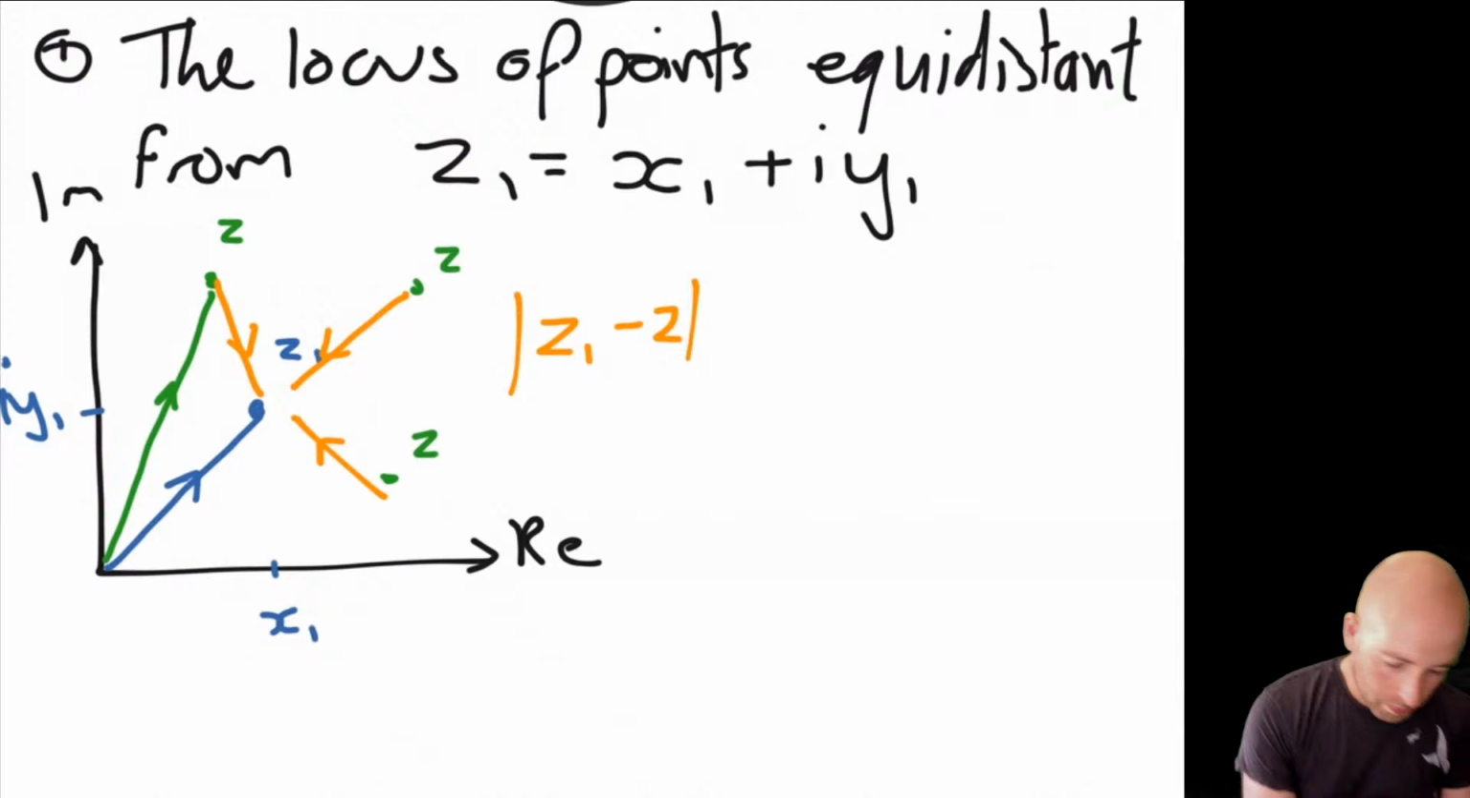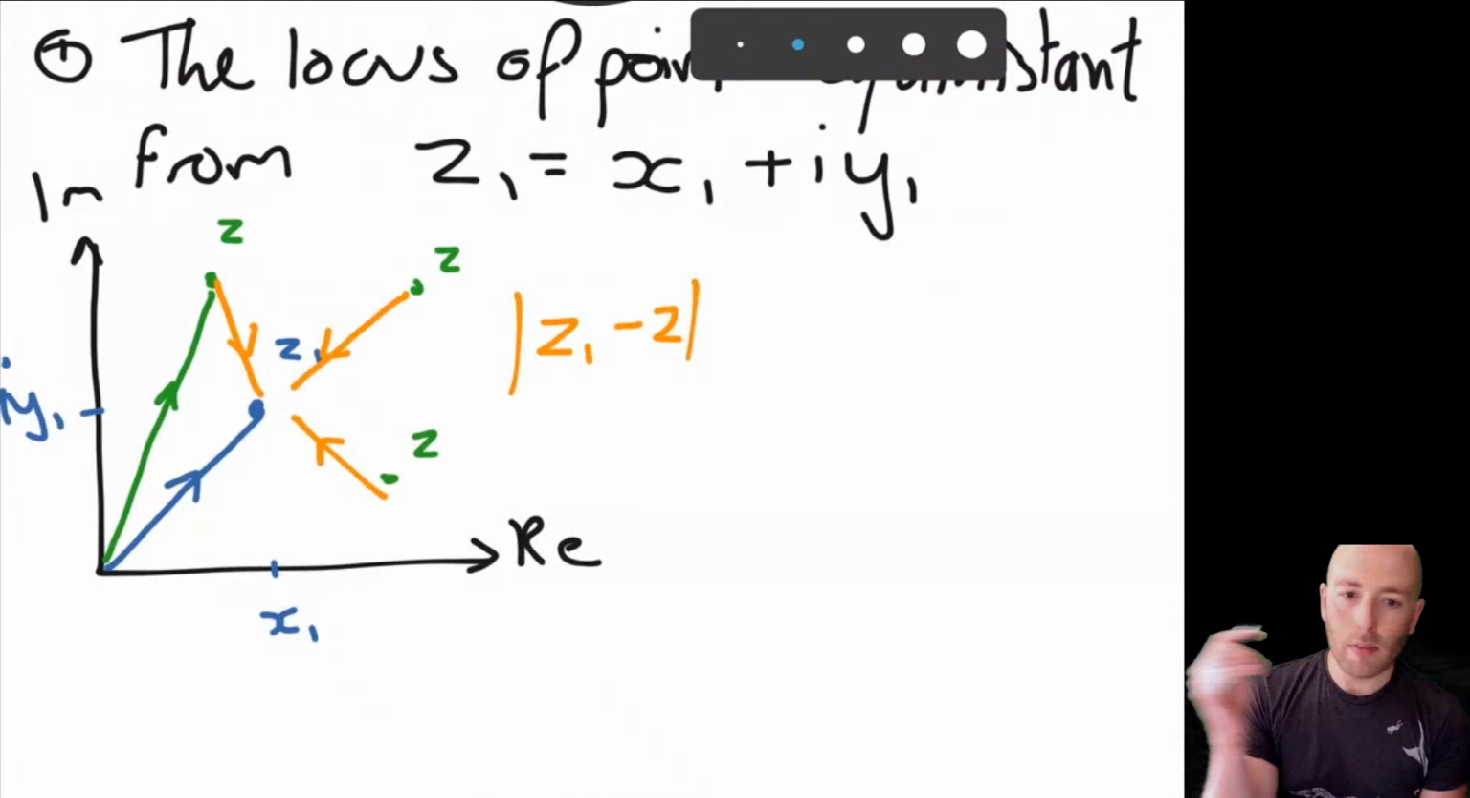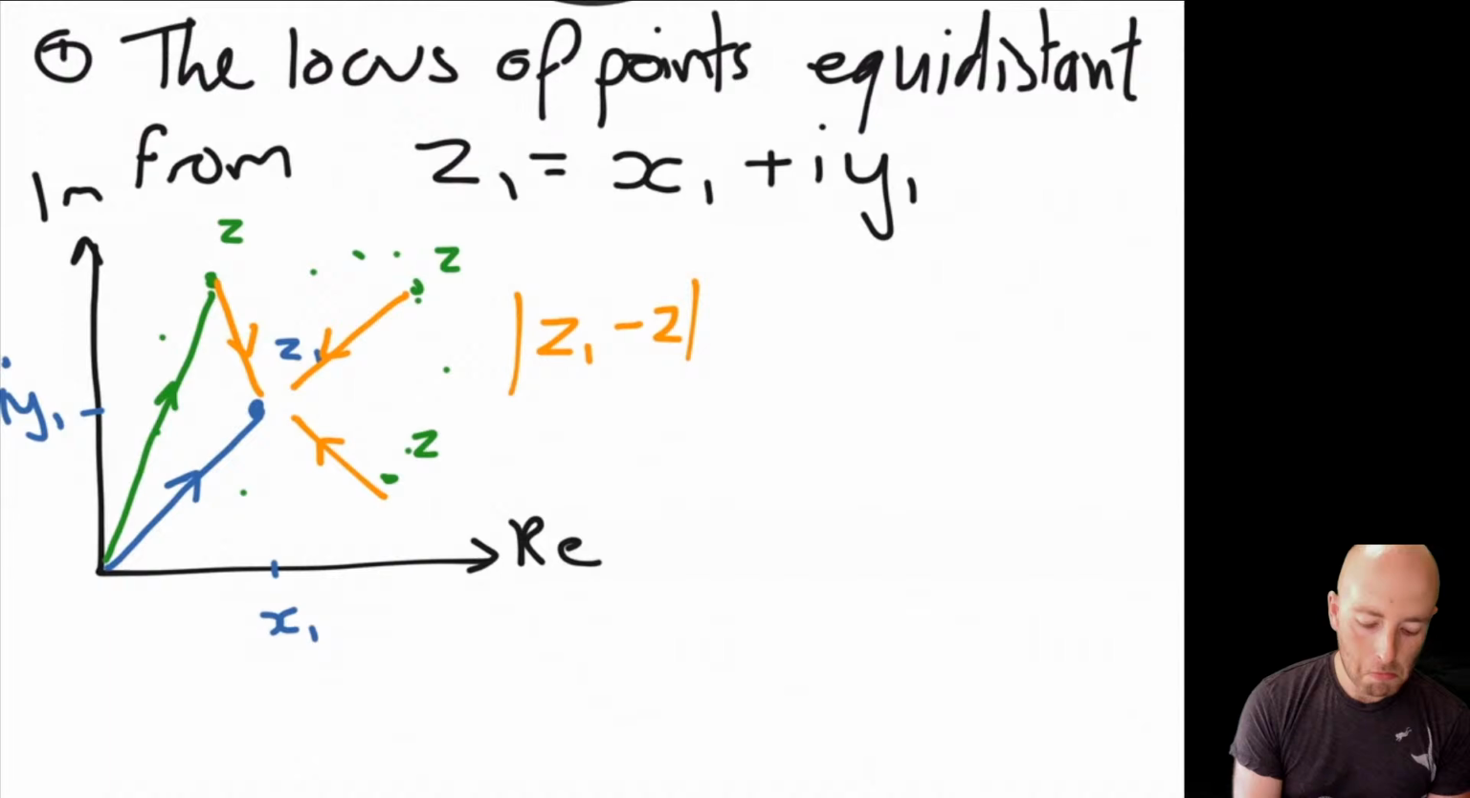So all the points that are equidistant will obviously be a circle, so I can put in all my z's around here, join them up, and eventually you get a little circle.